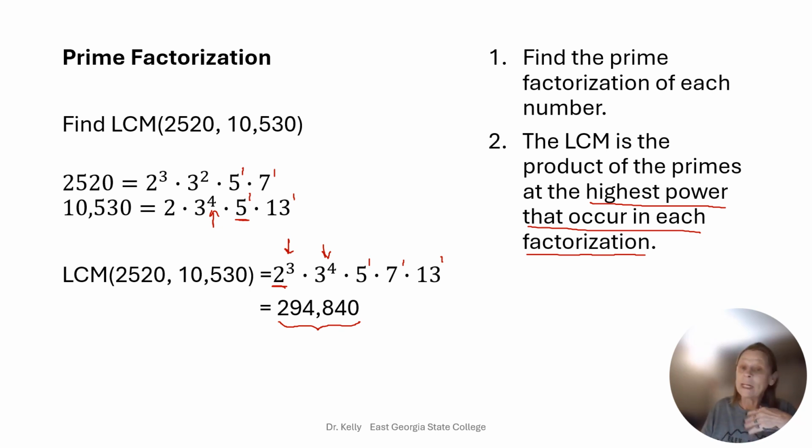Now, if you needed to just find a common multiple, you could always multiply the two numbers together, but that is different than having the least common multiple. If you're looking for the least common multiple, then you're actually going to need to craft it out this way.